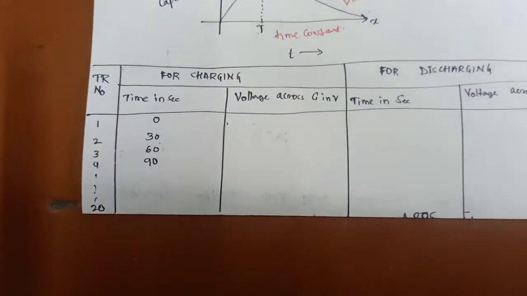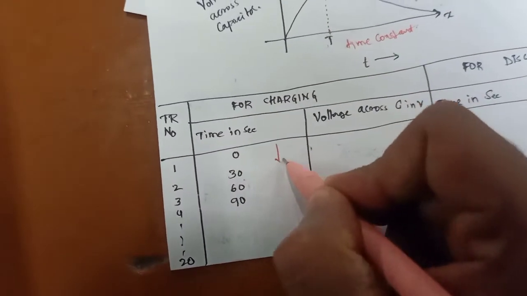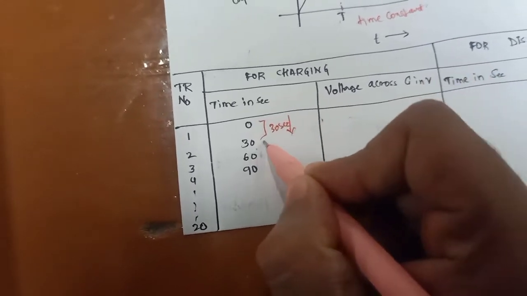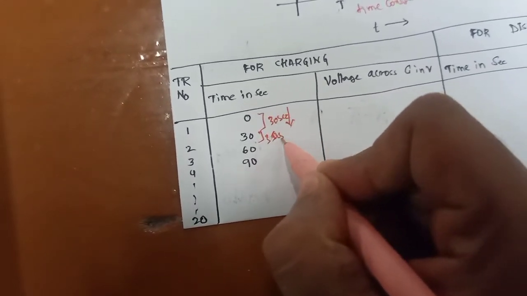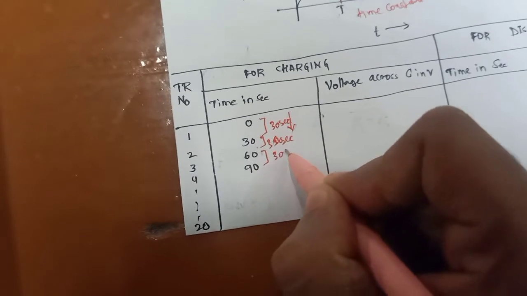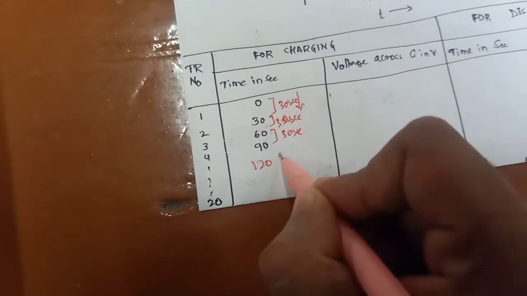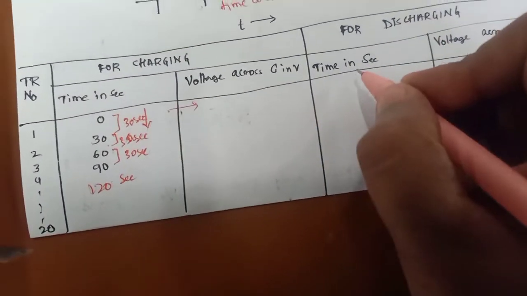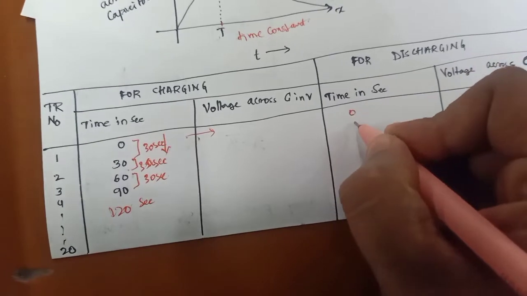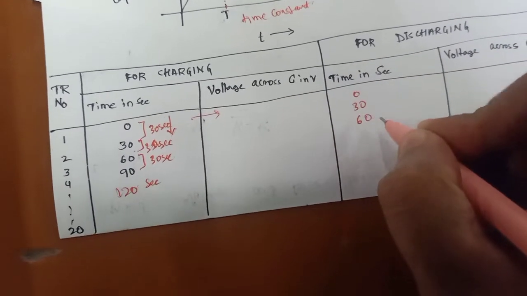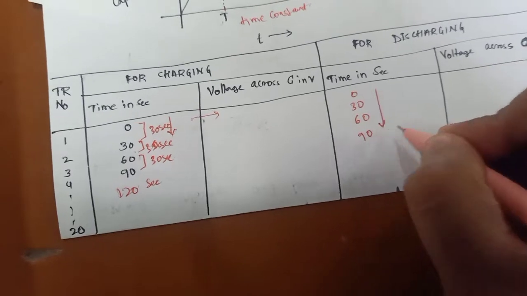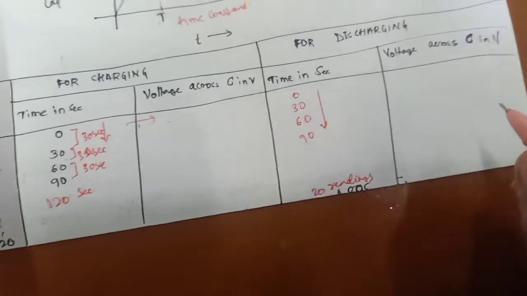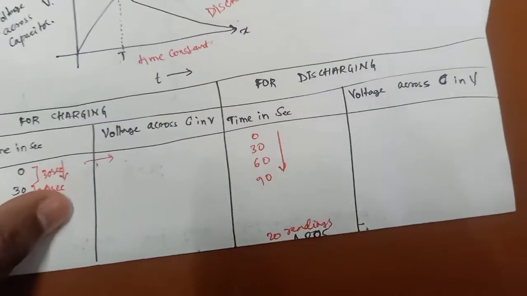What I have to do, before performing the experiment, is take the readings at 30 second intervals. That is, the time difference is 30 seconds. Here also the same 30 seconds. Then it comes to around 120 seconds, like this, with the corresponding voltage at that time. Here also the same for discharging. This is 0 seconds, 30 seconds, 60 seconds, 90 seconds, and continuously it takes up to 20 readings. While discharging, note down the readings.